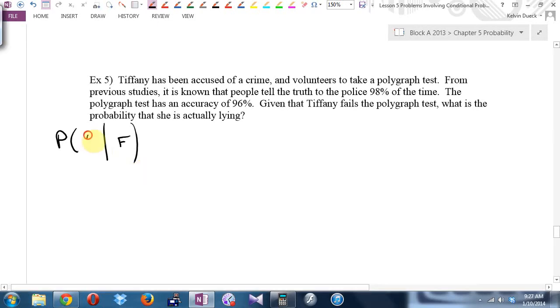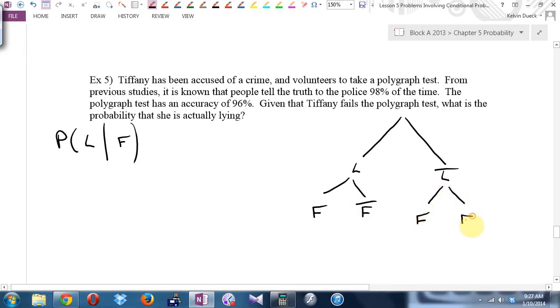L? Okay. By the way, that helps me figure out how to set up the tree, because in conditional probability, we're going backwards up the tree. The second number is going to be the second level. The first letter is going to be the first level. So it's going to be like this. Lying, telling the truth, fails, doesn't fail or passes. Fails. Doesn't fail or passes.